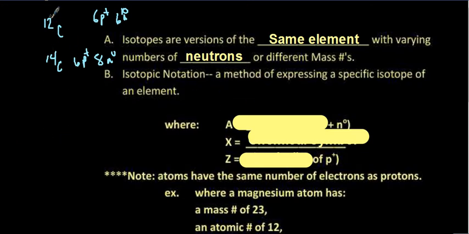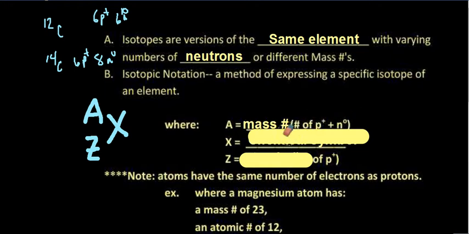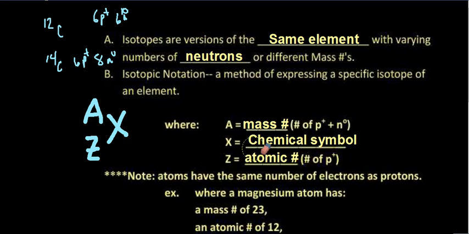Now, the way we write this, and we've sort of hinted at it with these two things up here, is in isotopic notation. And we write these with 3 numbers: A, Z, and X, where A represents the mass number, which is the number of protons plus neutrons. X is the chemical symbol, and Z is the atomic number, which is the number of protons.